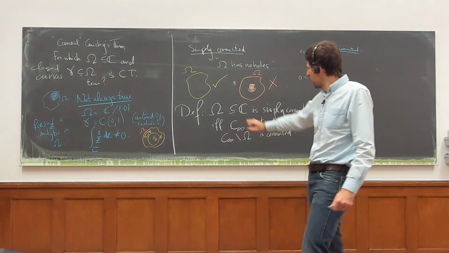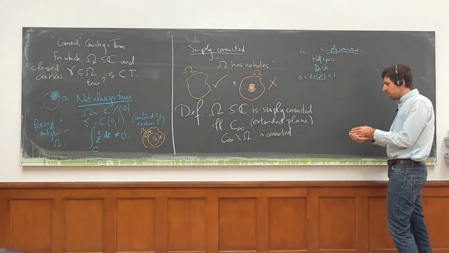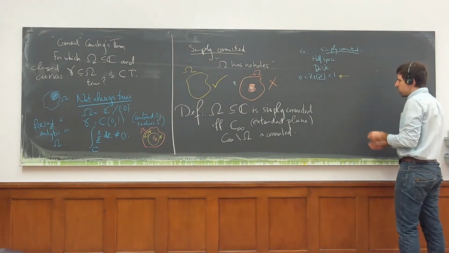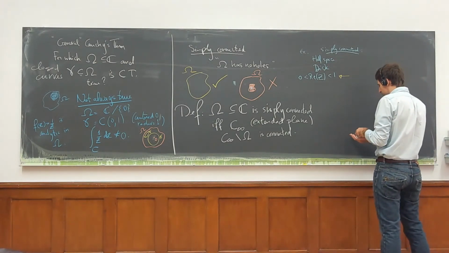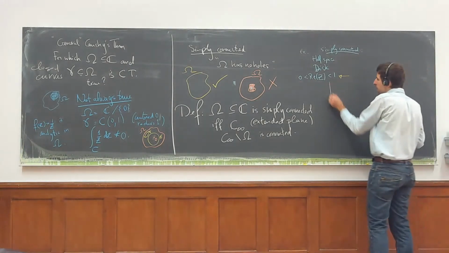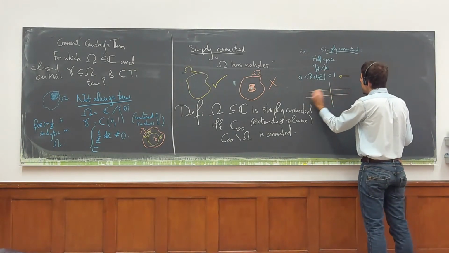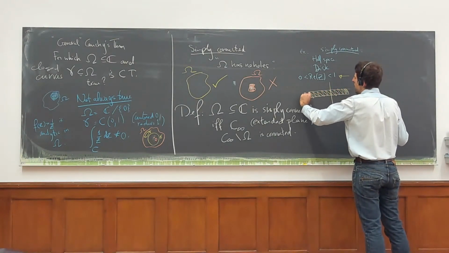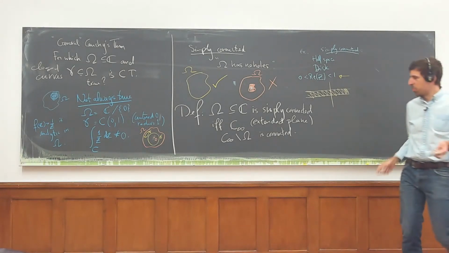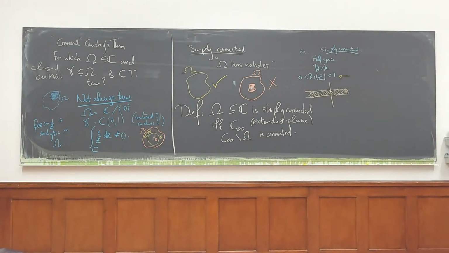So someone asked, why is it important that I take the extended plane? Here's one place where you can see that. If I take complex numbers and I take this band, then this is simply connected, even though in C the parts on the two sides are not connected. So taking the extended plane is important. And it'll be important in some of the things that we're going to say.